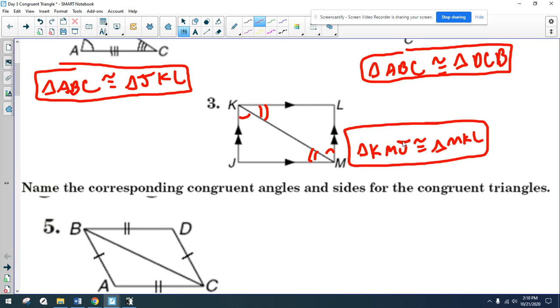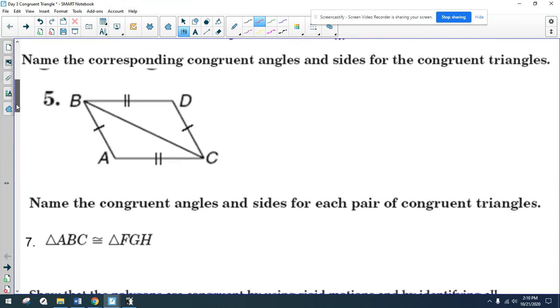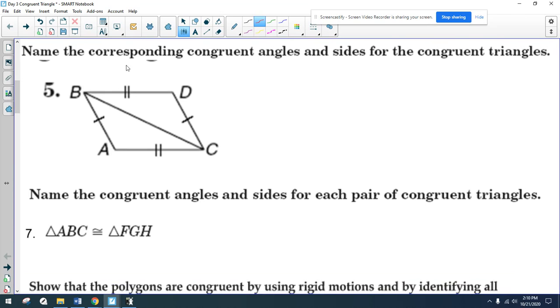Now, if you check your answers, let's say you did something different. Let's say you did J, M, K. Then your answer would have been L, K, M. Okay? And then these are the repeats. These two right here were the same thing, but this is what you're going to see on some of the IXLs today: corresponding congruent angles and sides. Remember, you're going to get 3 of them.